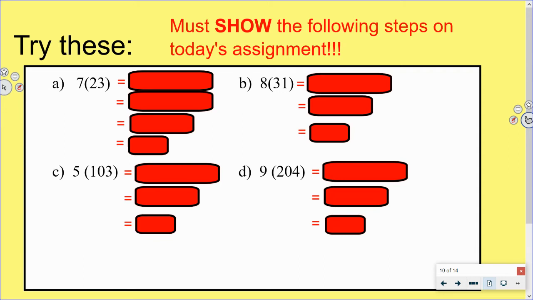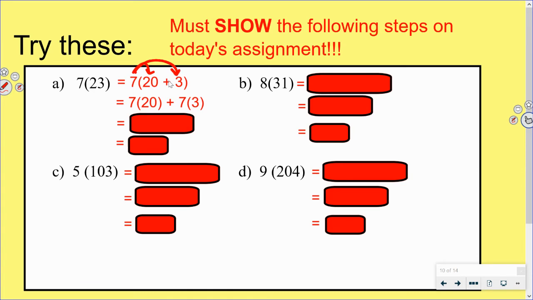So think about taking 7 groups of 23. Essentially, what we want to do in our mind is 7 groups of 20 and 7 groups of 3, which means I can split that up. And if you'd like, you may use those arrows. I would highly recommend it, at least for today, if not for longer. 7 groups of 20 is 140. 7 groups of 3 is 21. So I can put that together now to make, you guessed it, 161.